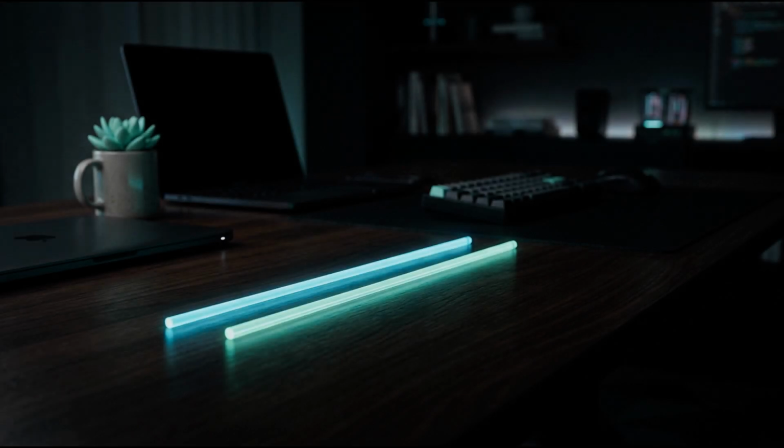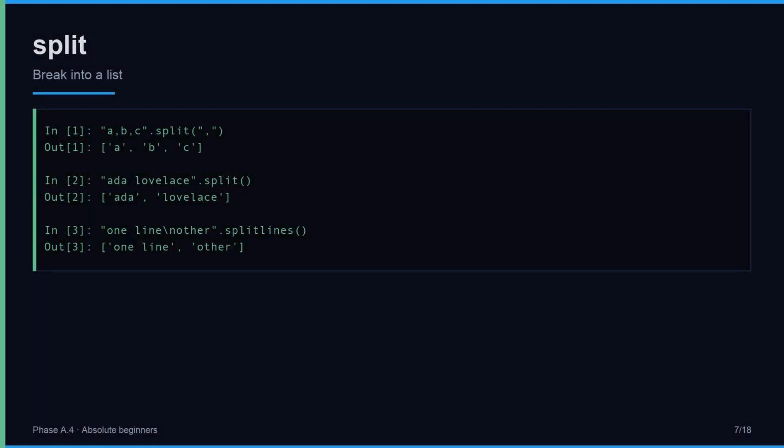Strings are immutable. Methods return new strings, they never edit the original. Originals are safe. Split breaks a string into a list of pieces.